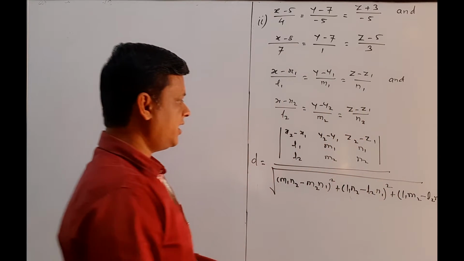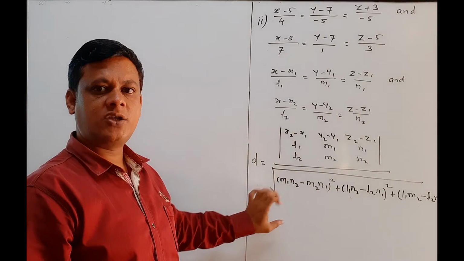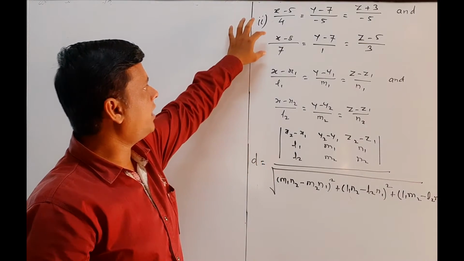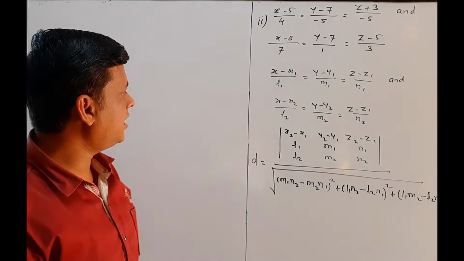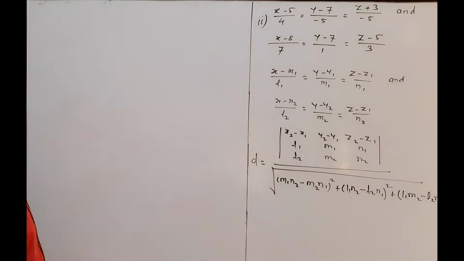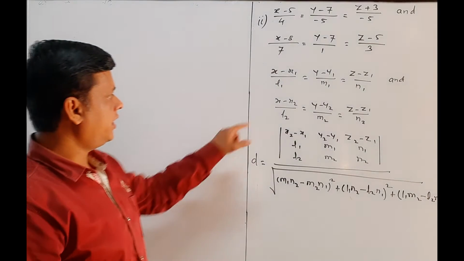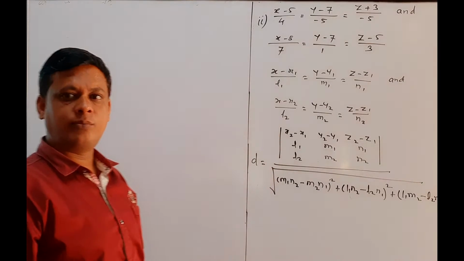So by using this formula we find the shortest distance between these two given lines. So first we compare the given equations and find the values of x1 y1 z1, x2 y2 z2, then L1 M1 N1 and L2 M2 N2.